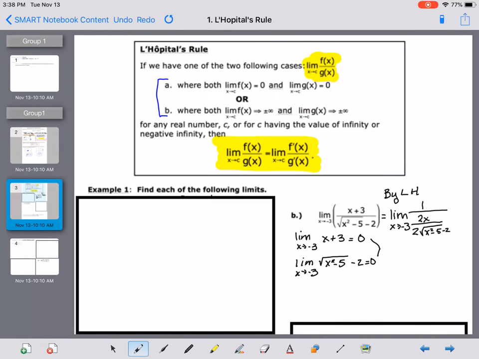Sorry, not the minus 2, to minus 5. And then the derivative of that negative 2 would go to 0. So there's my derivative right there. Okay.